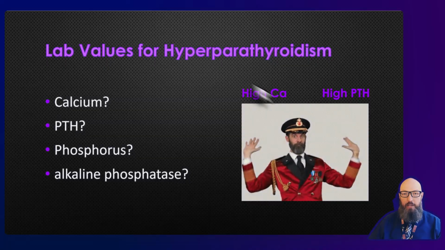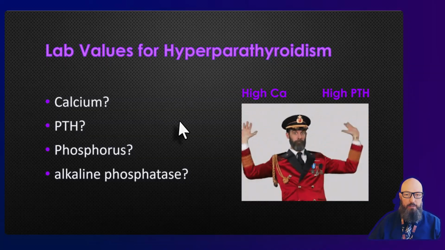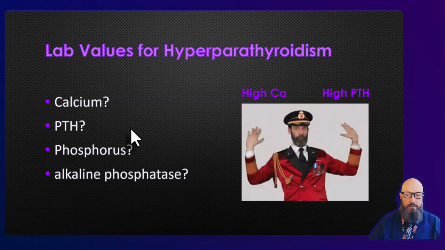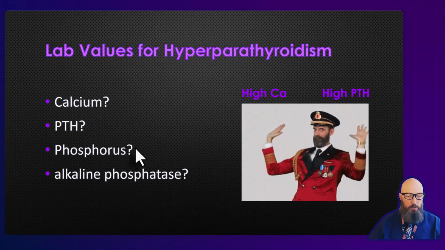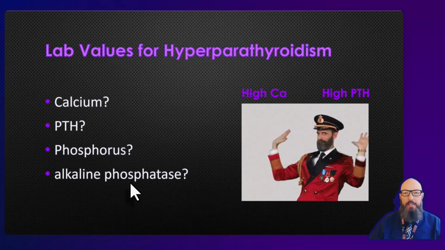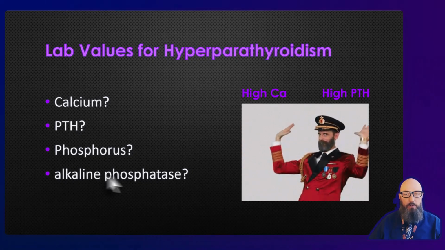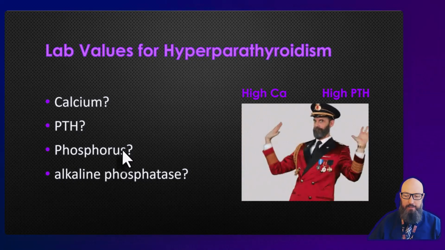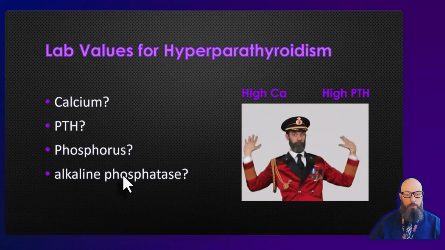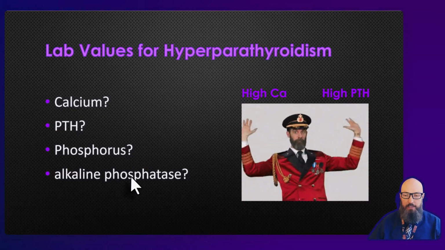You see that in a lab value, you know right away that's hyperparathyroidism, no matter what else you see. That is pathognomonic for hyperparathyroidism. Phosphorus, I said usually low. Alkaline phosphatase, I said the big one to remember for that is Paget's disease, which we'll get to at the end of this lecture, but it can be high in this disease as well. Anything that really affects bone turnover can affect alkaline phosphatase.